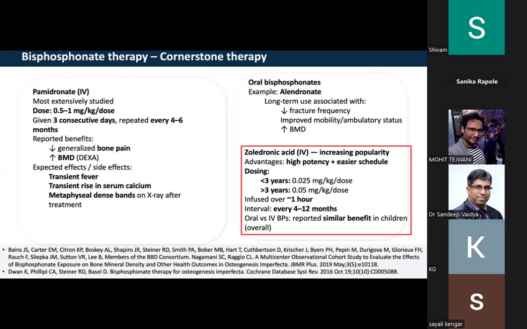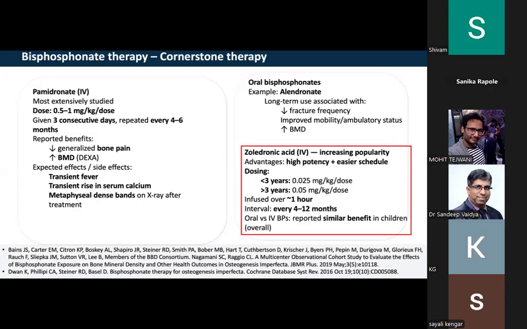Pamidronate was the one that was used. IV cycles are given over 3 days and repeated every 4 to 6 months with a dose of 0.5 to 1 mg per kg per dose. They helped in reducing bone pain and increasing the BMD. Oral agents have also been given, like alendronate, but these days zoledronic acid has gained popularity because it is the most potent, and it is logistically simpler, with a shorter infusion, and you can wait for longer intervals.